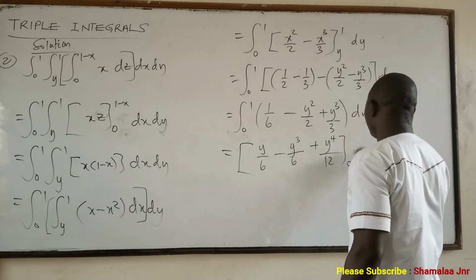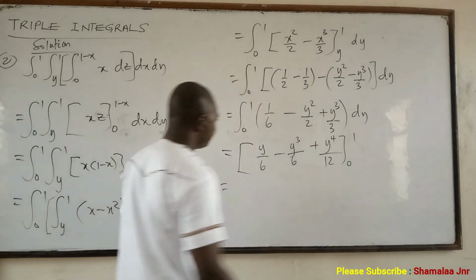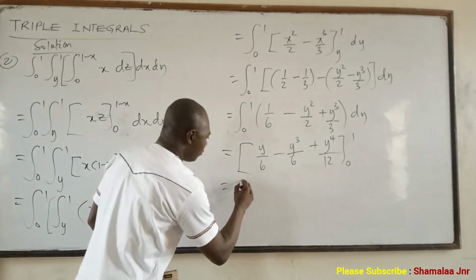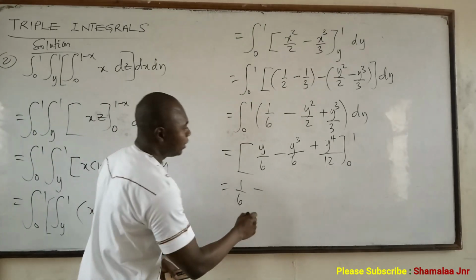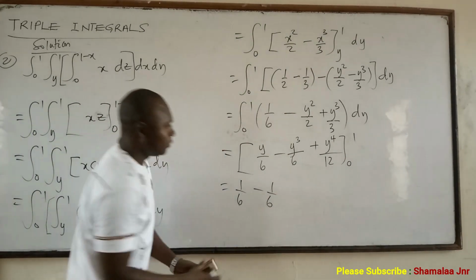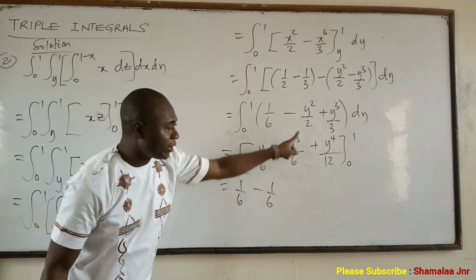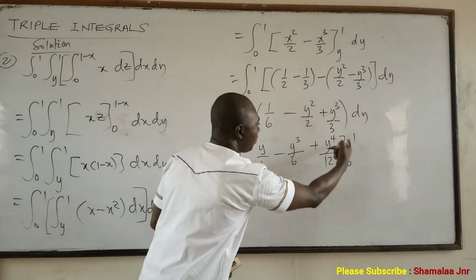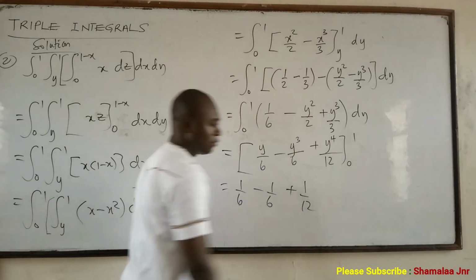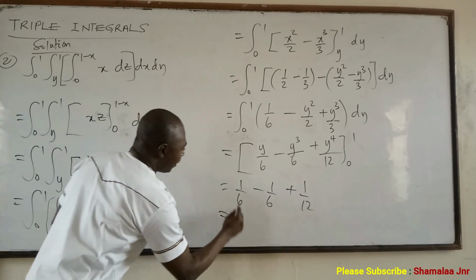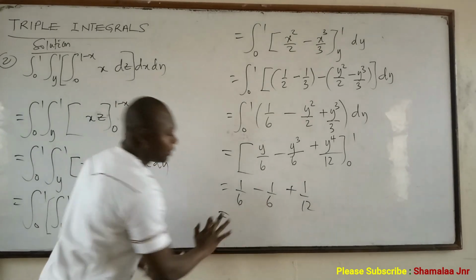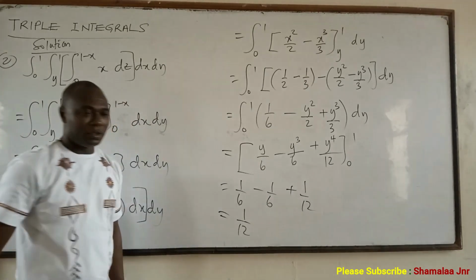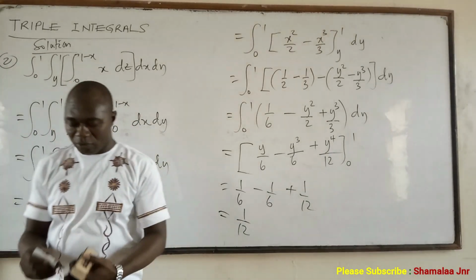Then let's put in the limits 0 to 1. Now, wherever you see y, you're going to write 1. So this one is 1 over 6 minus 1 over 6, because 1 raised to the power 3 is 1. Plus, when you put 1 here, 1 raised to the power 4 is 1, so 1 over 12. Now 1 over 6 minus 1 over 6 will be 0, so you're going to have 1 over 12. Yes, so the answer to this one is 1 over 12.